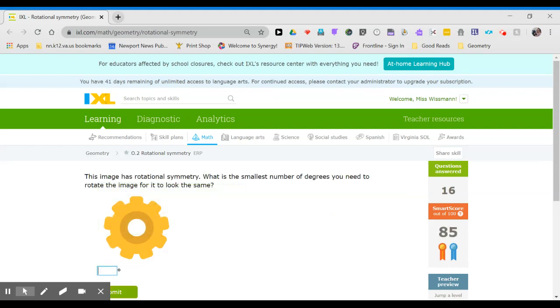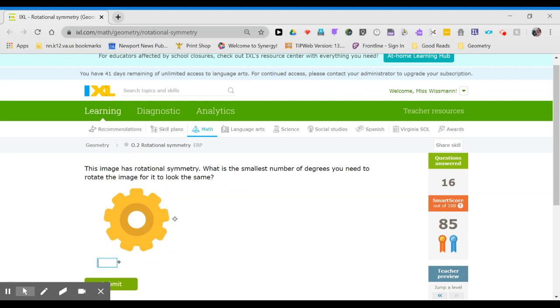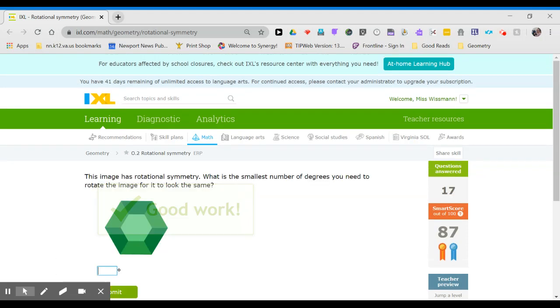Same thing. 1, 2, 3, 4, 5, 6, 7, 8. I think it's 9. Hold on. 1, 2, 3, 4, 5, 6, 7, 8, 9. So 360 degrees divided by 9 gives you 40. So there's that one. Be careful.